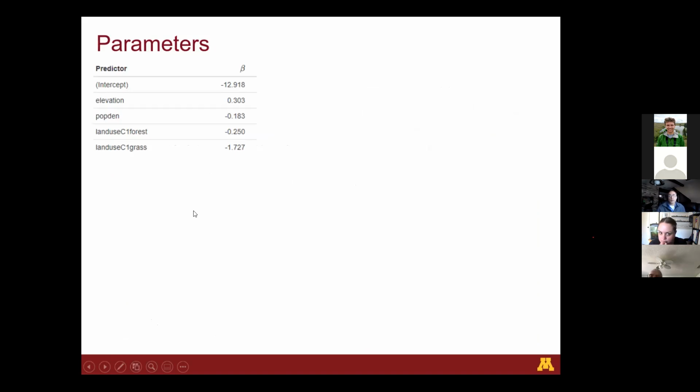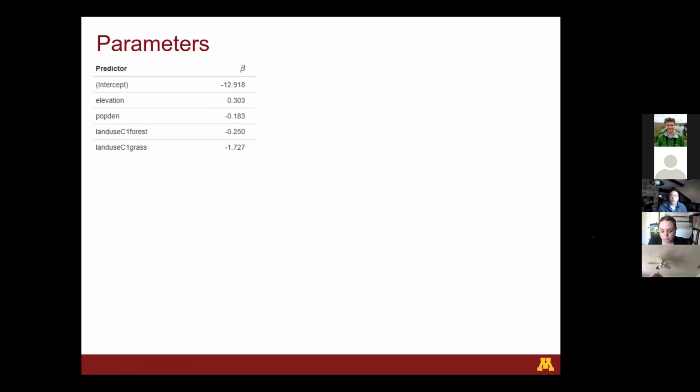Okay, so we fit a logistic regression model to these data. Here are the parameters that come out. And so the goal here is to understand how to interpret these different parameters. So first, you might look at elevation and population density, and the positive coefficient for elevation, you could interpret as Lupi prefers areas that have higher elevations, and the negative coefficient for population density, you would assume that Lupi prefers areas that have lower population densities, and you'd be correct.